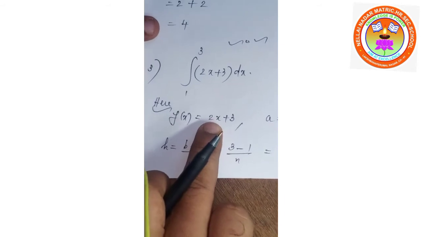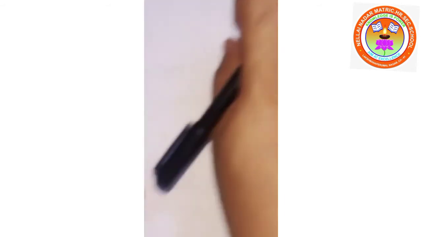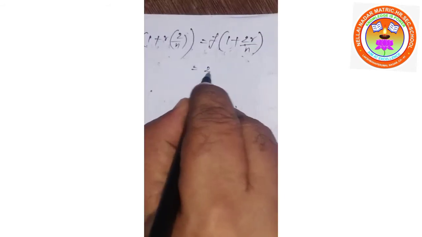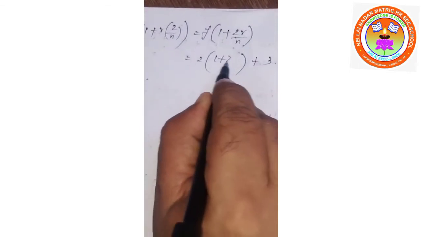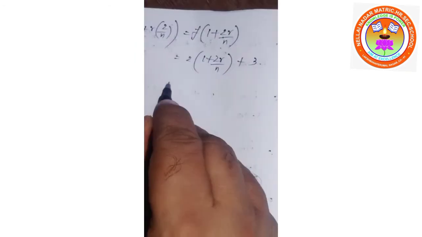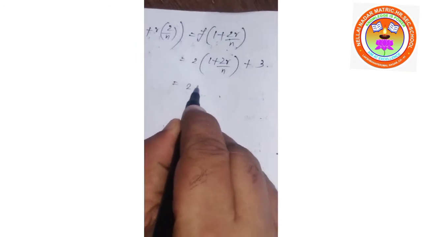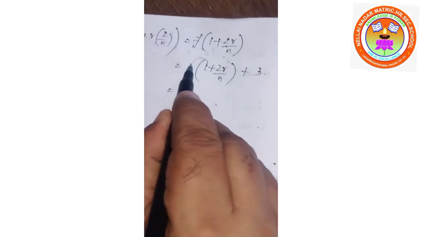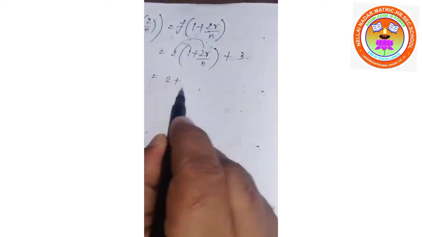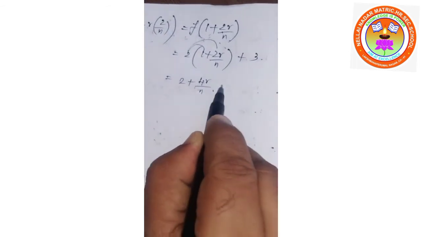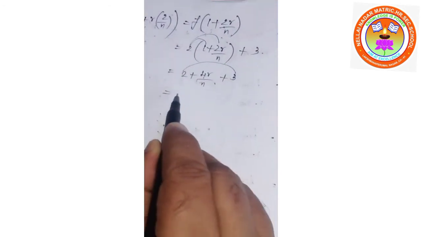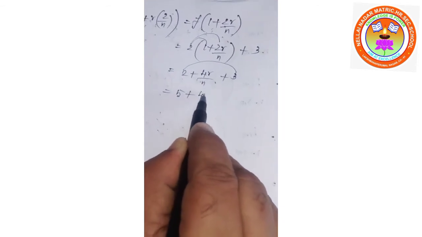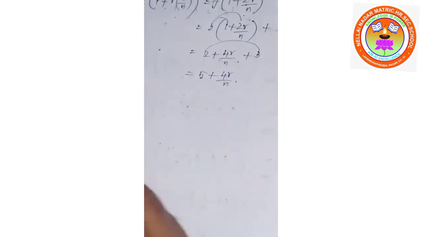So replace x by 1 plus 2r by n. So 2x plus 3, what is x? 1 plus 2r by n. 2 ones are 2. Then multiply these two: 2 into 2, 4r by n, plus 3. Add together, 5 plus 4r by n.